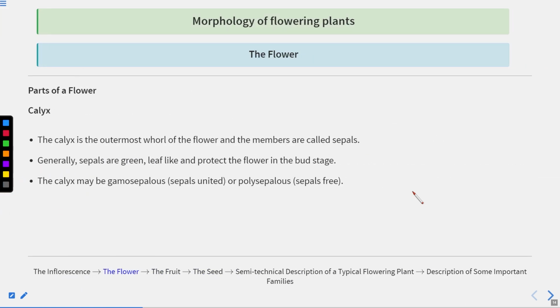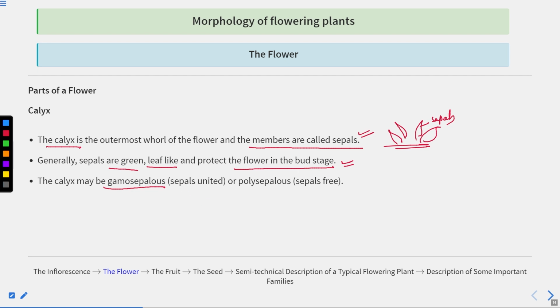So calyx. Calyx is the outermost whorl of the flower, and its members are called sepals. Means there are different sepals, but all the sepals unitedly are called calyx. Generally, the sepals are green, leaf-like, and protect the flower in the bud stage. The calyx may be gamosepalous, where sepals are united. Sometimes all the sepals are united like this. Okay, they are united. So this is the gamosepalous condition.